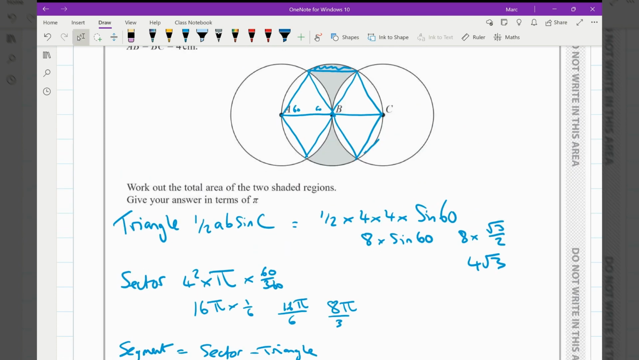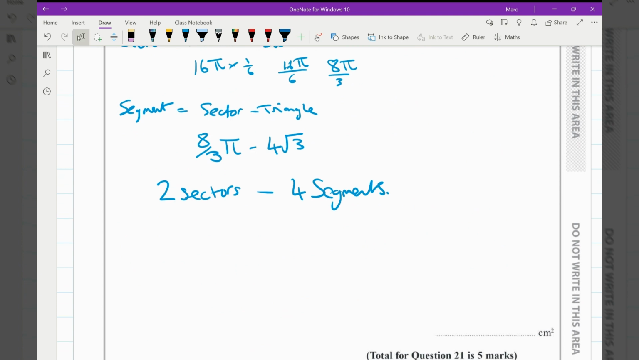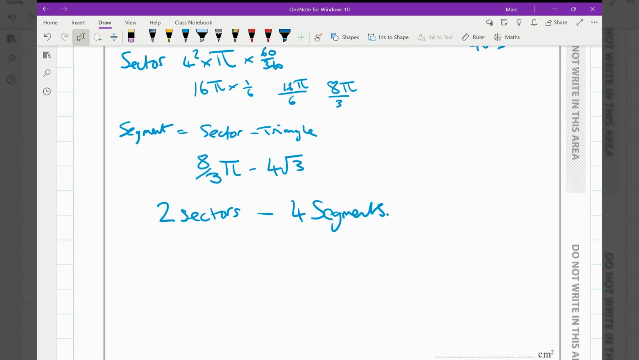So what we've got here for this bit, we've got 2 sectors, and then for each of them we've got to take away segments, and we've got 4 segments to take away. So 2 sectors minus 4 segments. So 2 lots of the sectors. A sector is 8 pi over 3, which means it's 16 pi over 3, or 16 over 3 pi. I'm so glad this question says leave it in terms of pi, because this could get nasty. Take away 4 lots of that segment, and the segment is 8 over 3 pi, take away 4 root 3.